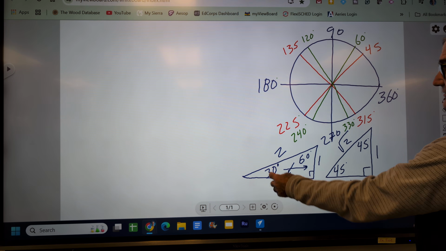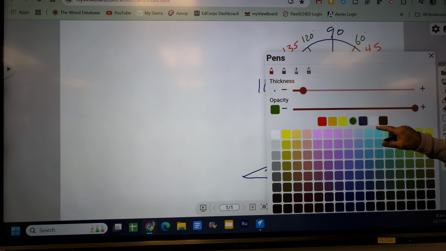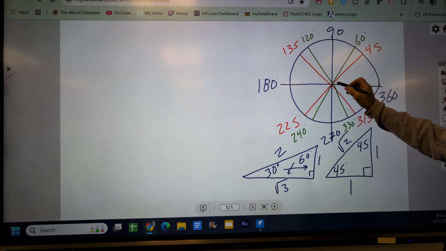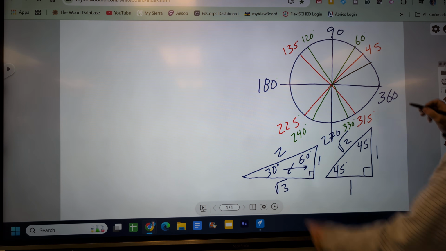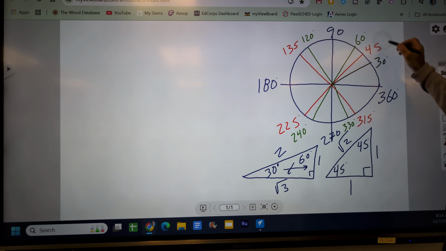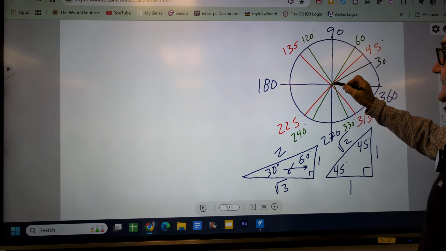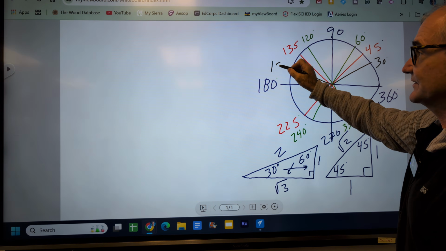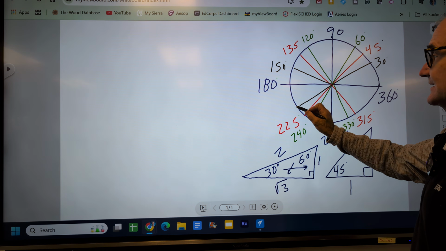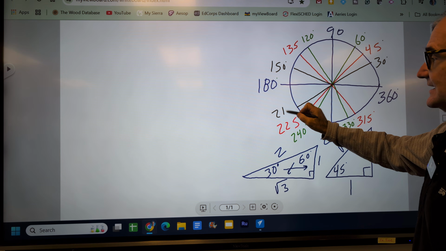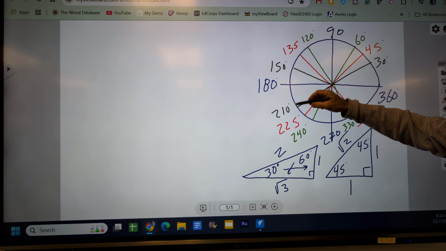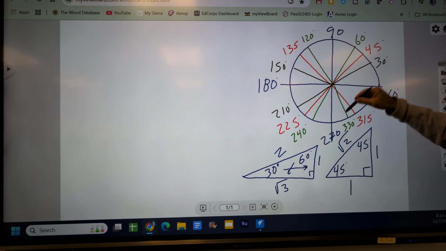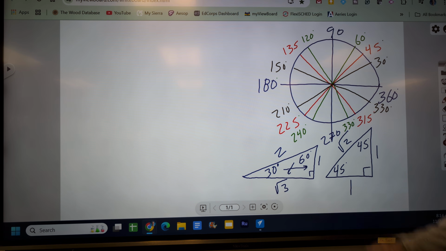Lastly, we're going to have our 30-degree angles here. Kind of running out of colors here. My 30 will be here, related to this triangle. There's my 30 degree. 30, 60, 90, 120. Here's my 150. Right here is 30 beyond there, 210. 210 plus 30 plus 30 plus 30 plus 30, my 330-degree angle. So those are all my exact value angles, and they're related to these two triangles.